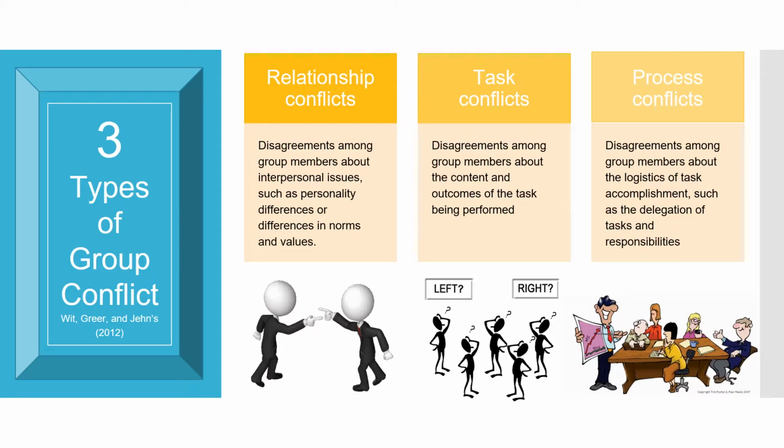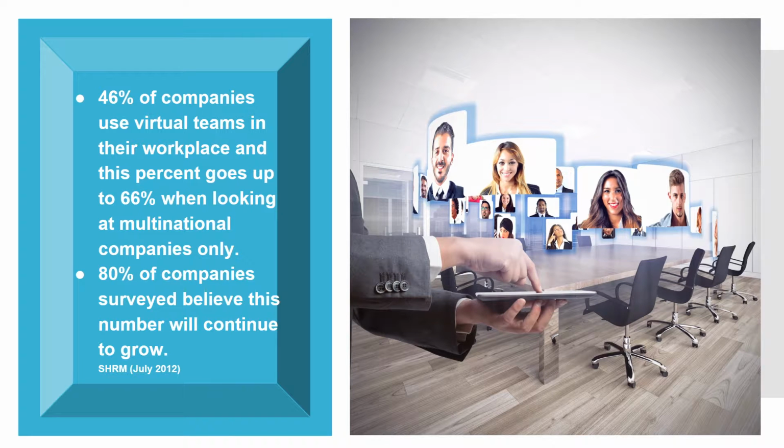Relationship conflicts are disagreements among group members about interpersonal issues, such as personality differences or differences in norms and values. Task conflicts are disagreements among group members about the content and outcomes of the task being performed. Process conflicts are disagreements among group members about the logistics of task accomplishment, such as the delegation of tasks and responsibilities.